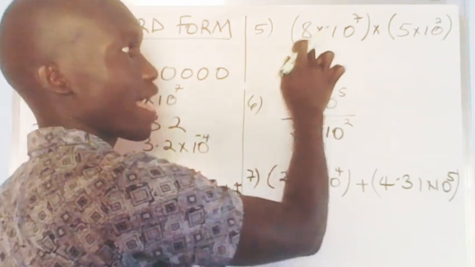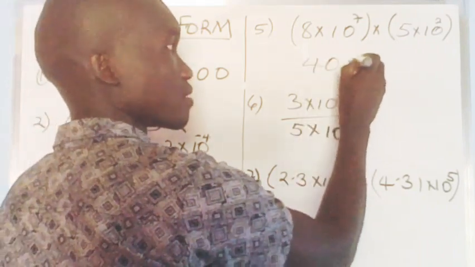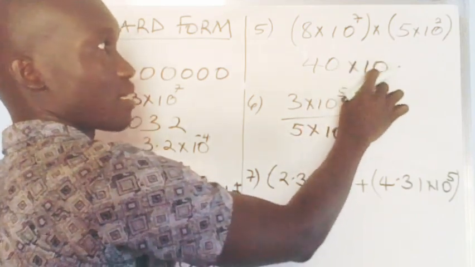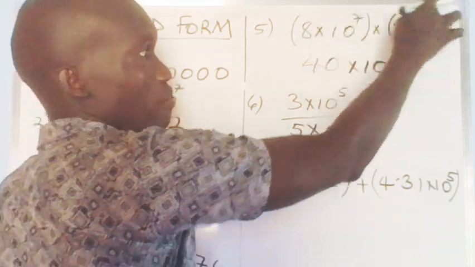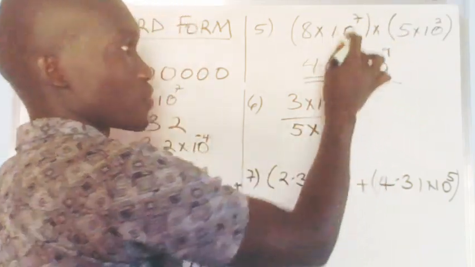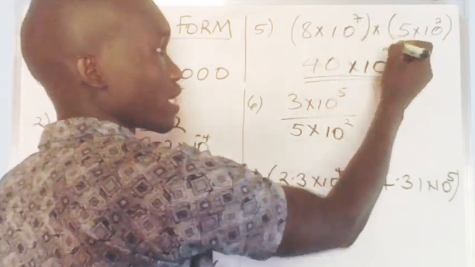So we are going to have 8 times 5, that will be 40, times 10. You keep the times 10 a constant. Now when it comes to the powers, we add them. So we're going to have 7 plus 2, that will be 9. So this written, when you add them, will be 40 times 10 raised to power 9.